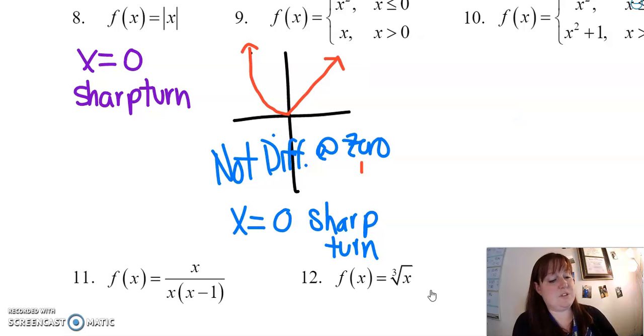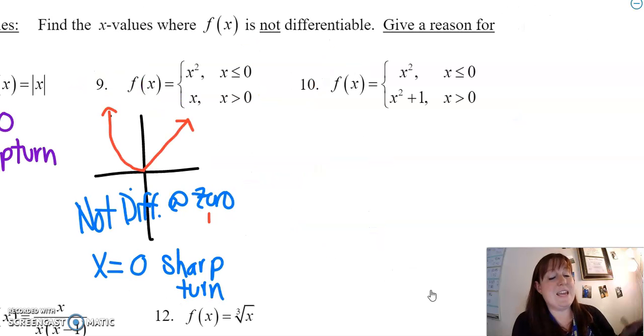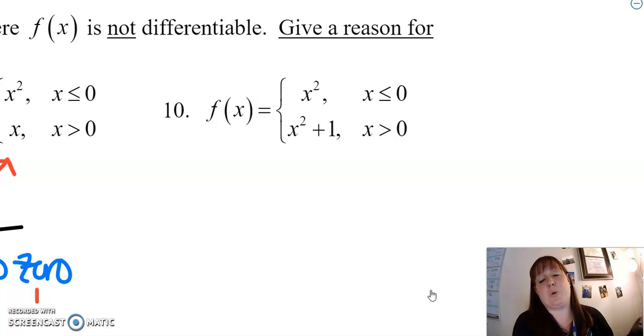Let's look at this other piecewise function. The first thing we need to check is, if it's not continuous, it is not differentiable, period. So we check for continuity, and then we check to see if the derivatives are equal. To check for continuity, I see what this function is equal to at 0, and what this function is equal to at 0.